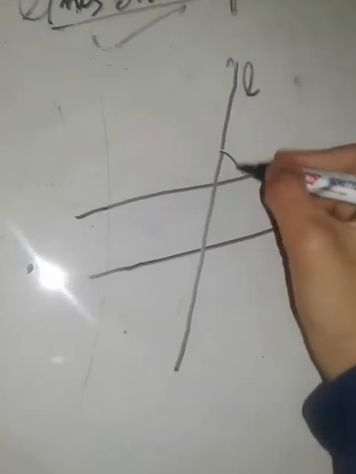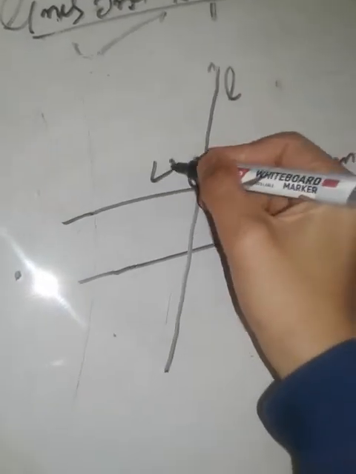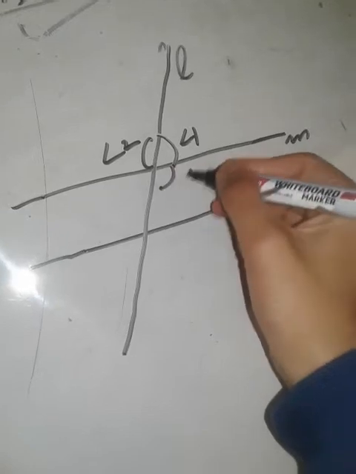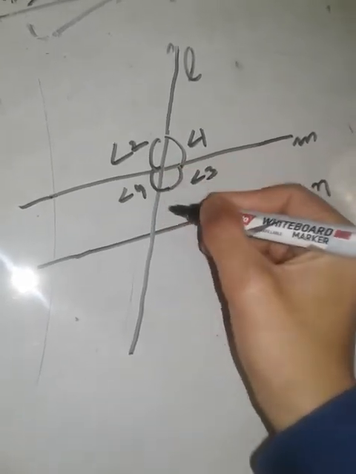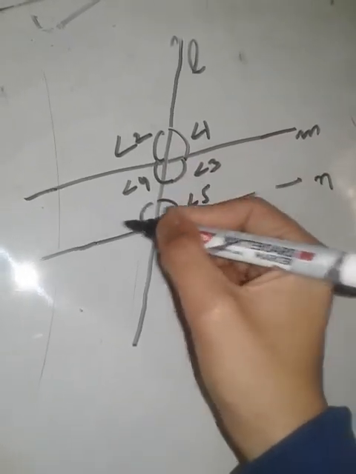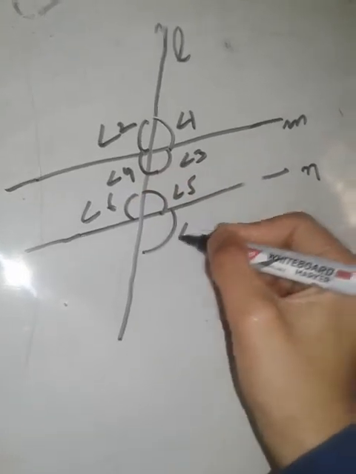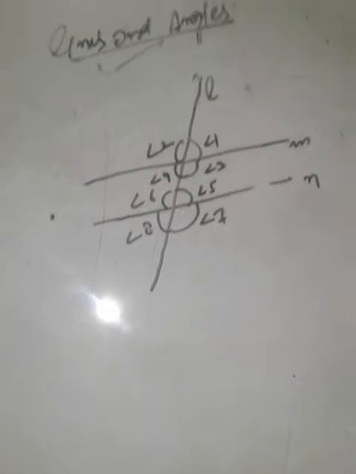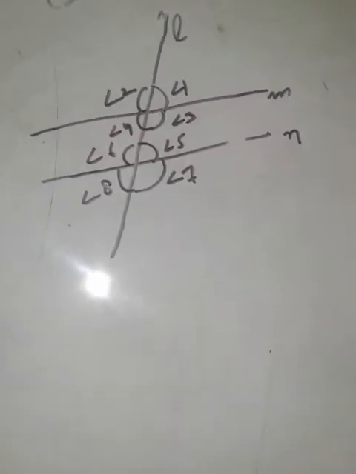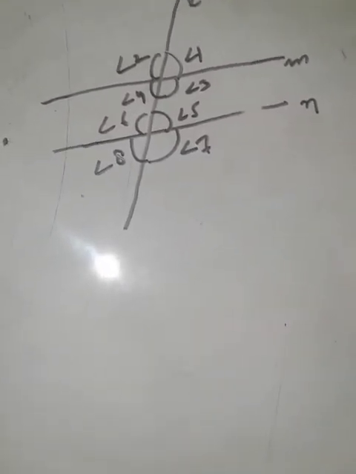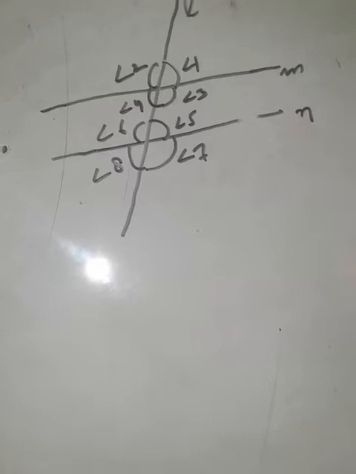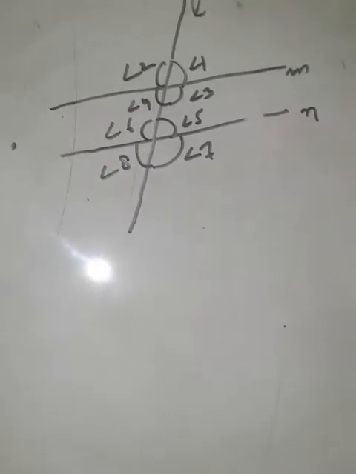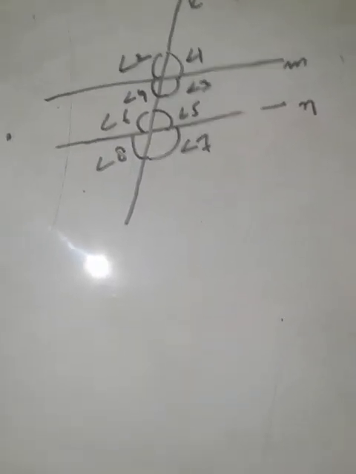Here 8 angles are formed. This is angle 1, this is angle 2, this is angle 3, this is angle 4, this is angle 5, this is angle 6, this is angle 7, this is angle 8. 8 angles are formed here. So we will discuss here different pairs of angles from these angles.